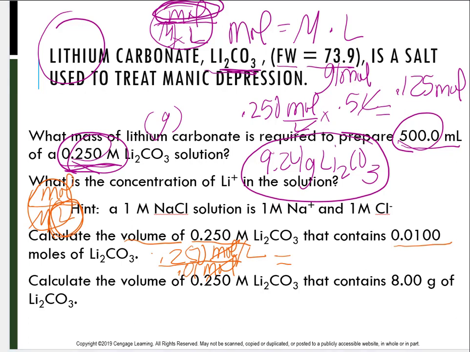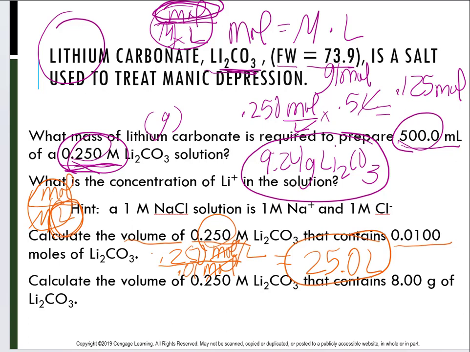So let's get our calculators out. And we should end up with 0.400 liters. Let's just double check here. We've got 3 sig figs and 3 sig figs, so we would want 3 sig figs. And let's look at this last one.